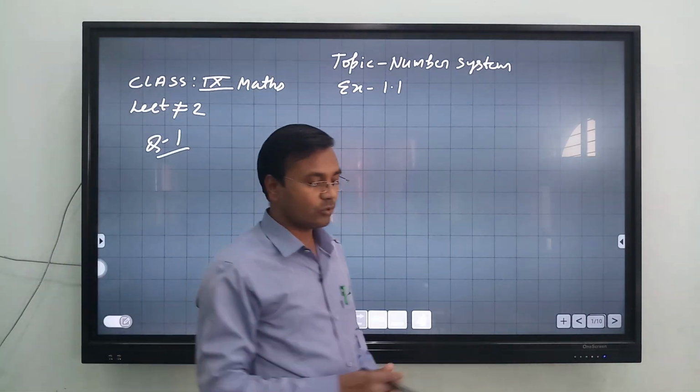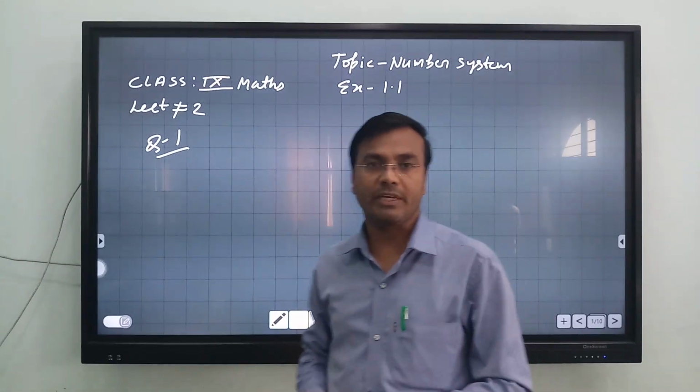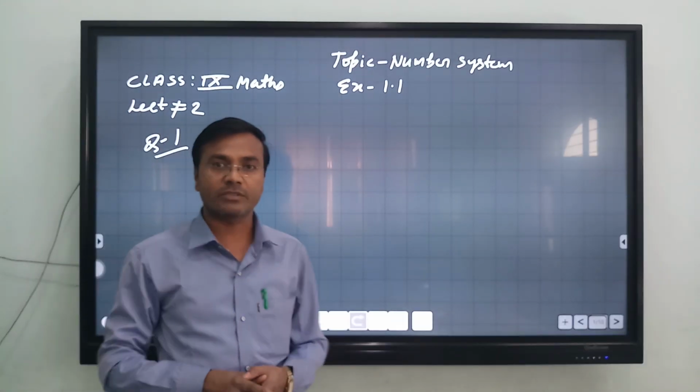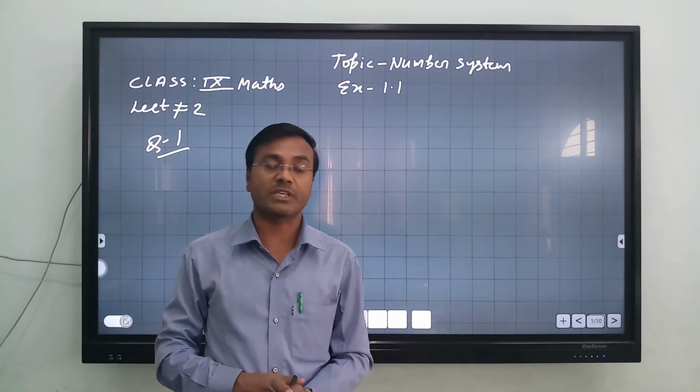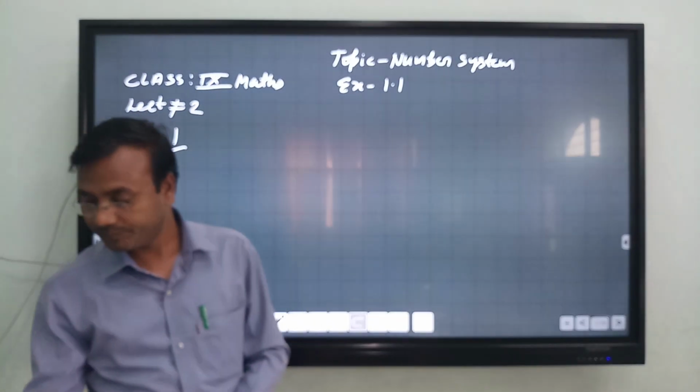Good morning, students. So after having discussed the number system, like natural numbers, whole numbers, rational numbers, and irrational numbers, today we are going to solve the exercise problems of 1.1. So look at question number one first.